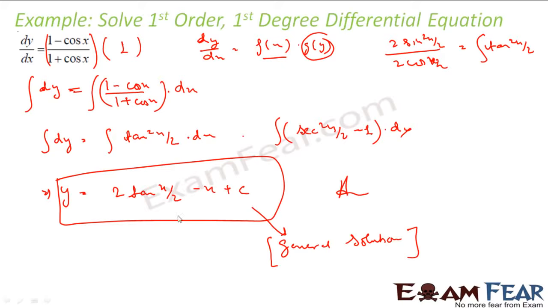So what we have done here: we knew that dy by dx is nothing but f of x into g of y form, where g of y is 1 and f of x is this whole thing. So we wrote it in this fashion, and then the only challenge was to find the integration of this, and we have learned how to find the integration of this in our integral chapter.